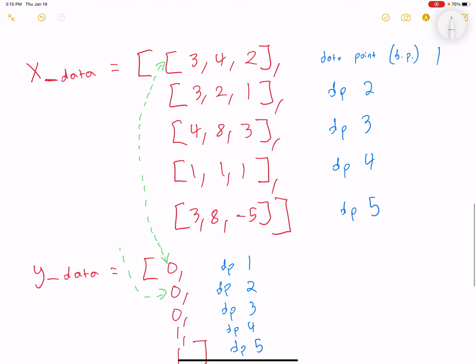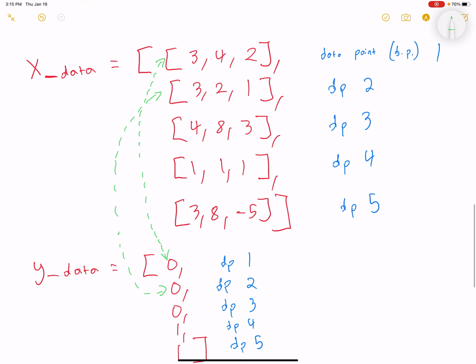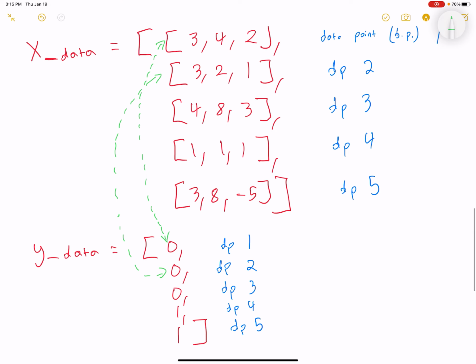That corresponds with that, etc. So the model given 3, 4, 2 as input should predict 0. The model given 1, 1, 1 as input should predict 1 according to our data set.